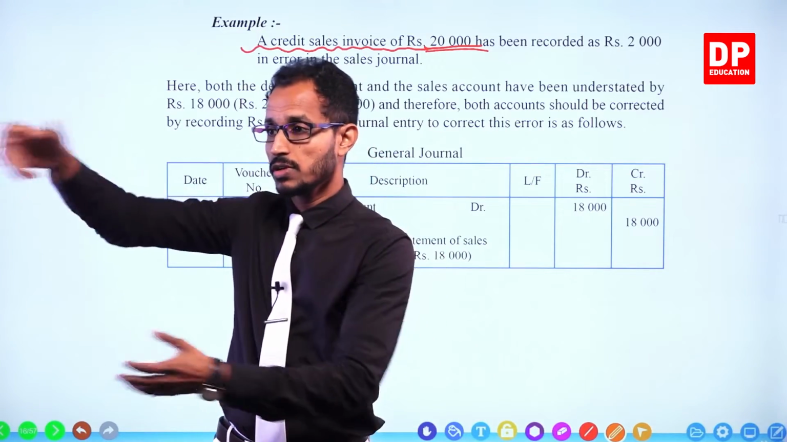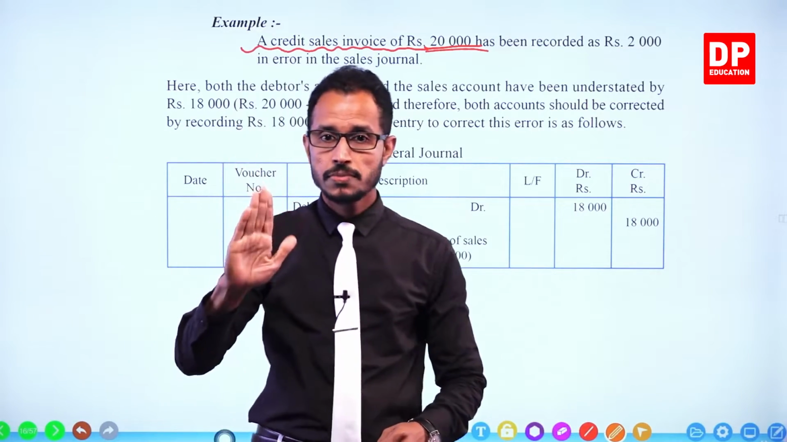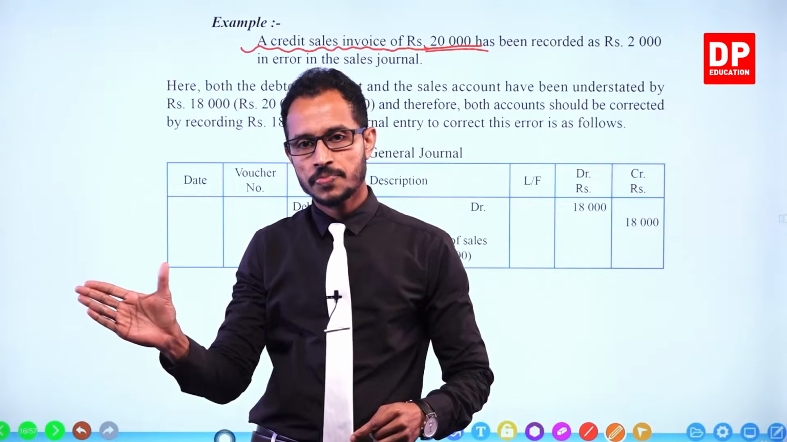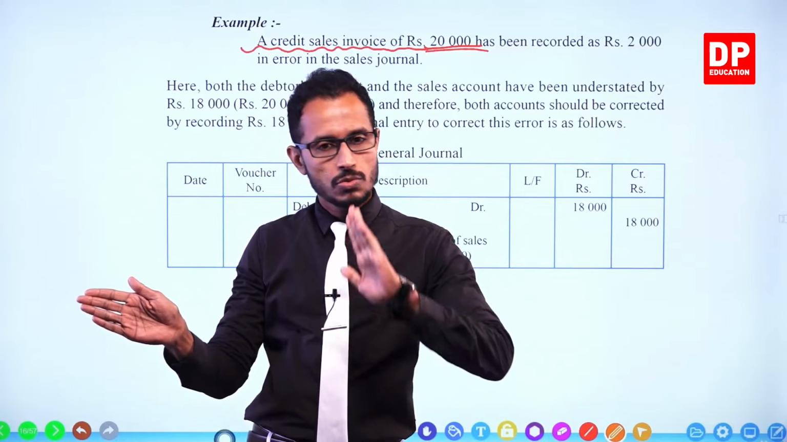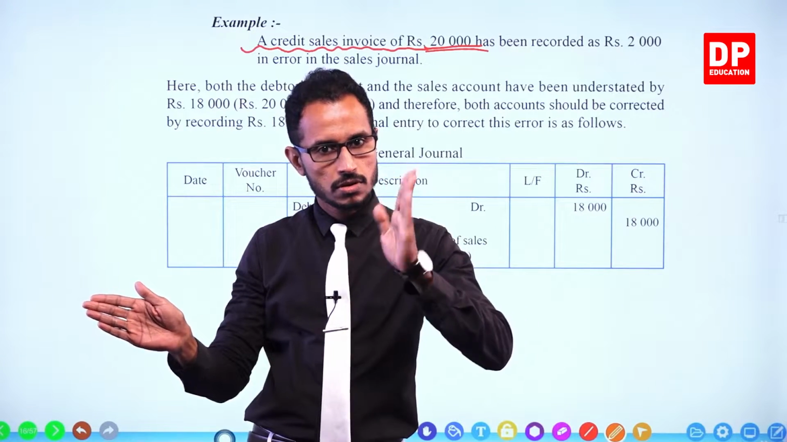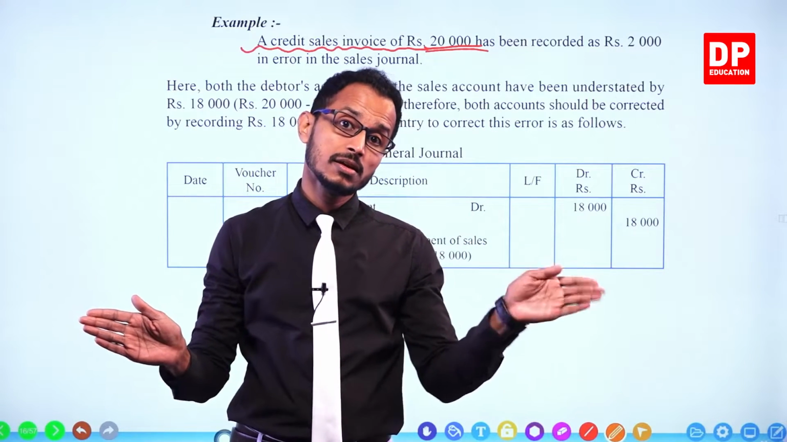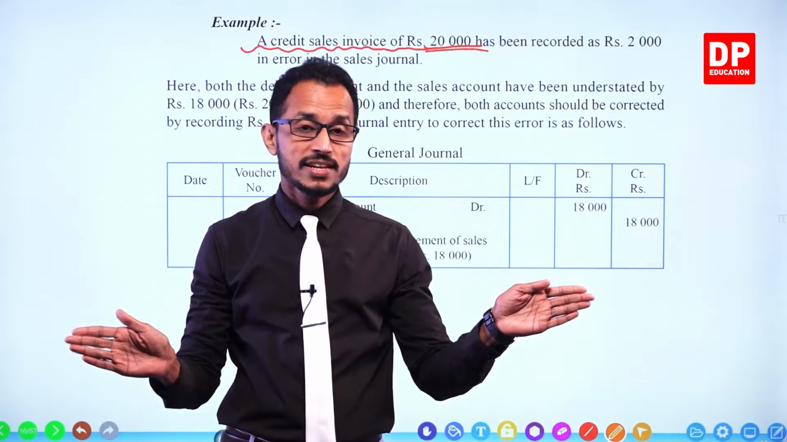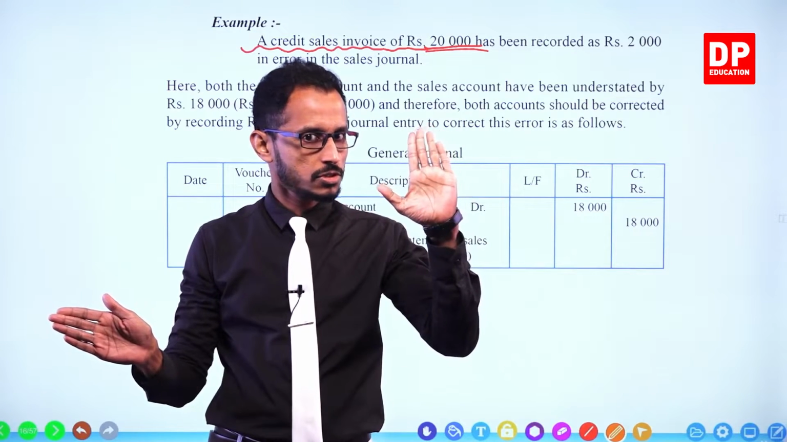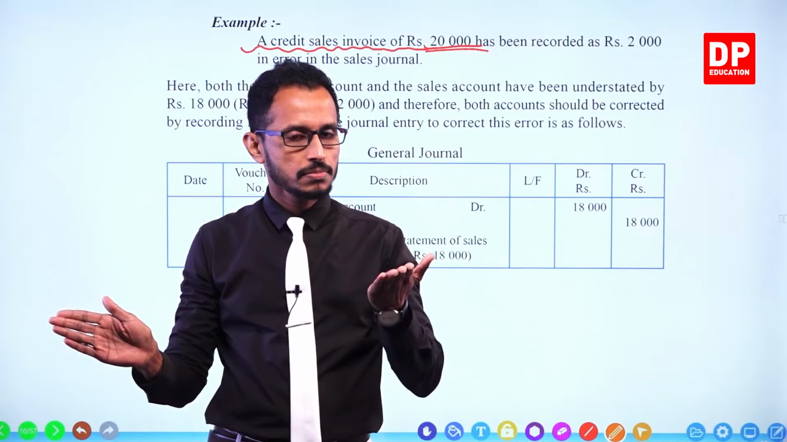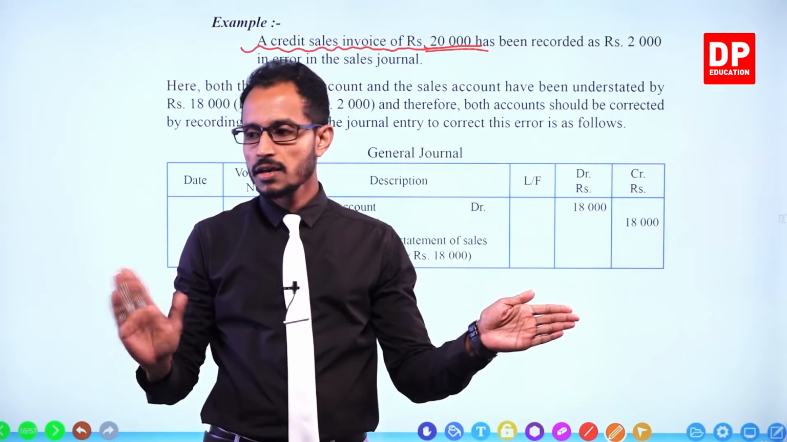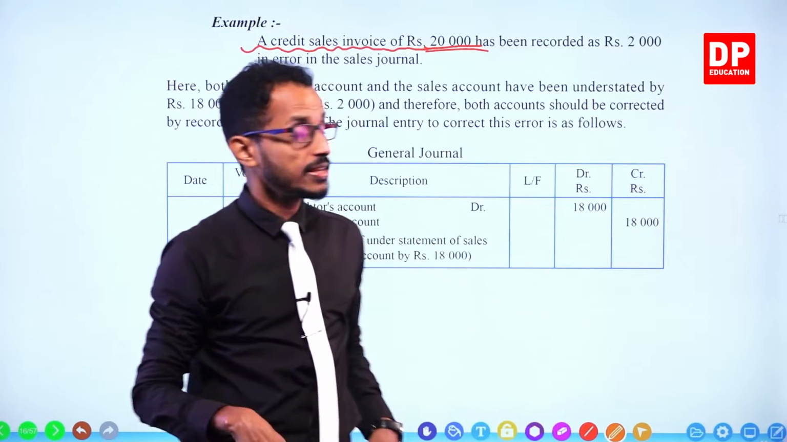Goods go out as sales account credit, an asset decrease. Which account should be debited? No, we didn't get cash, so cash is not the account. Debtors account should be debited. Sales account should be credited. Okay, that is the double entry.